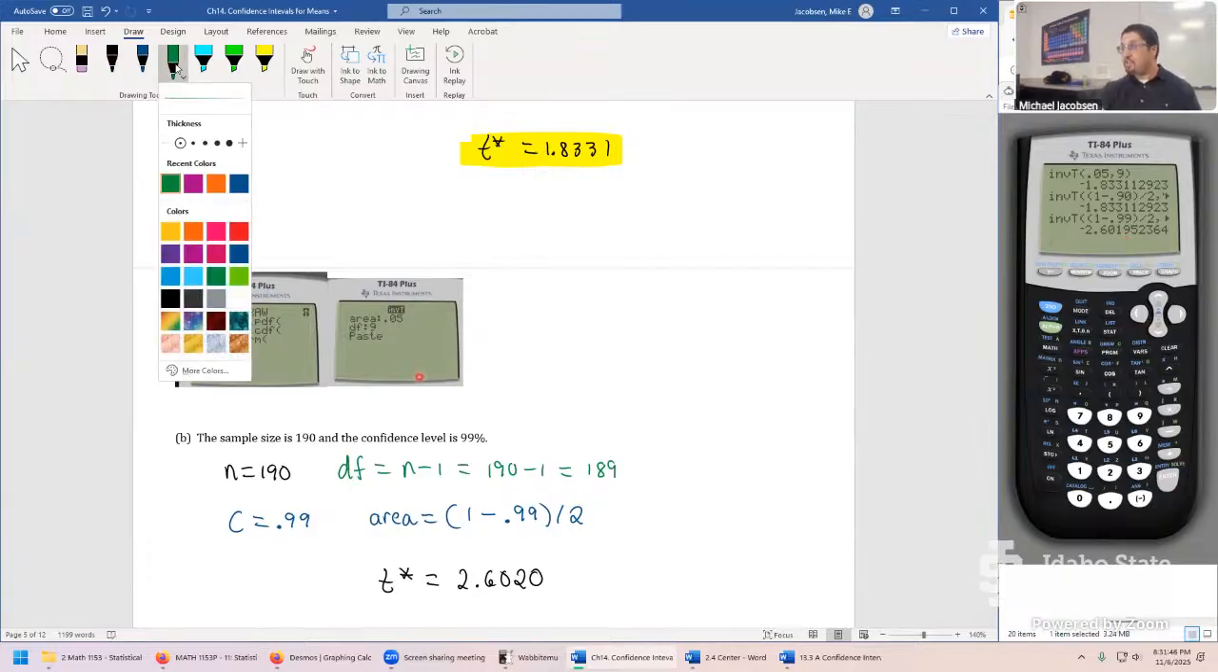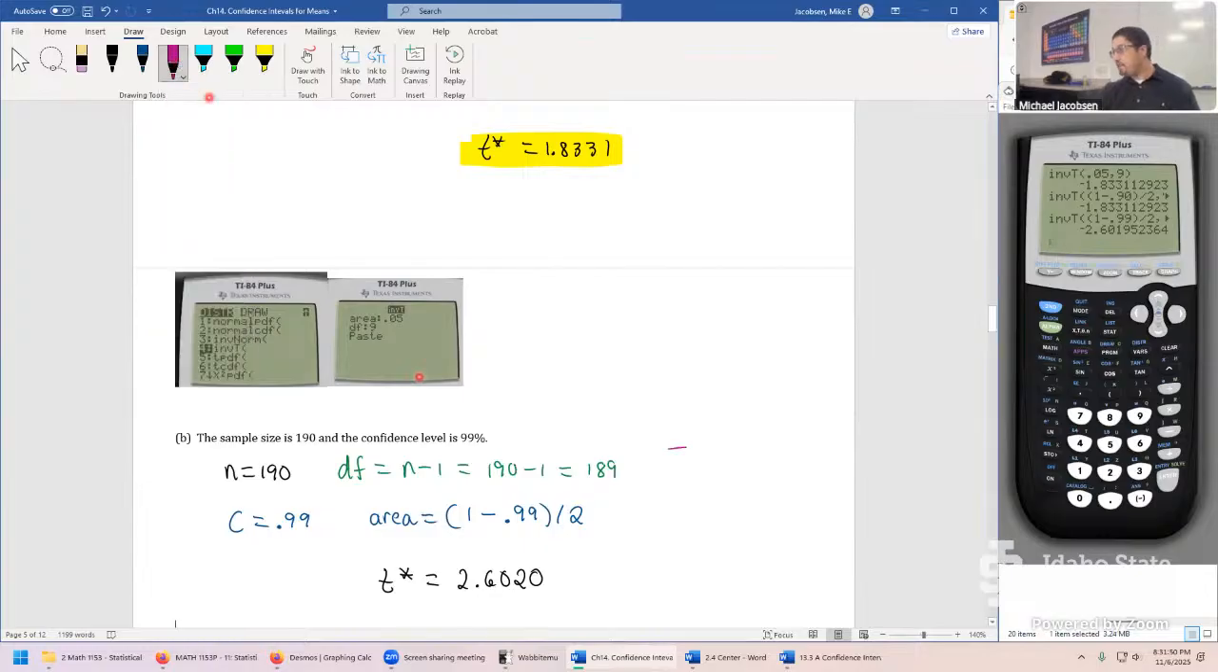So the standard reminder is don't forget to use inverse t. And this is what it should look like in the calculator before going to that last step. Let's put in one more screenshot. Oh, went to the wrong one. That's inverse norm.